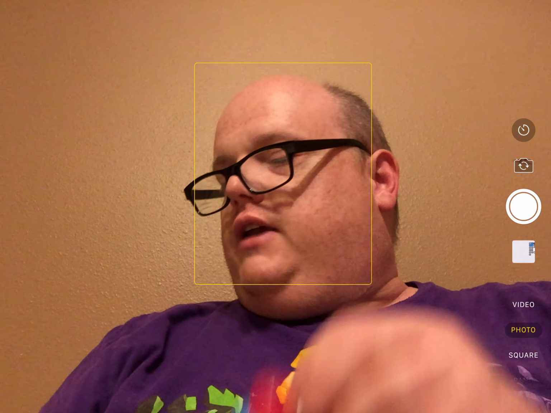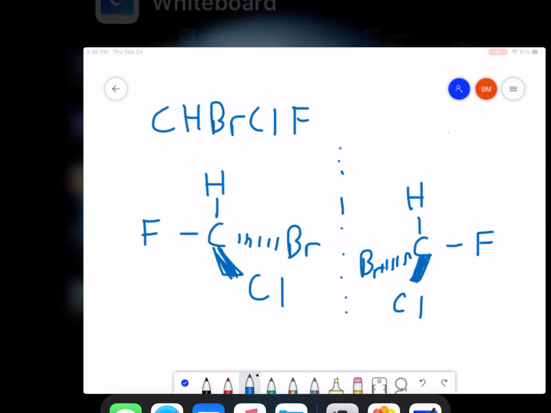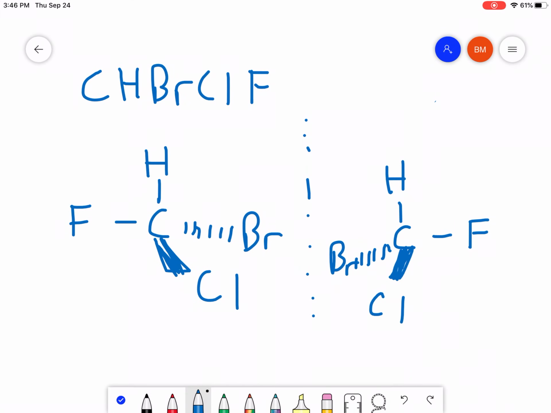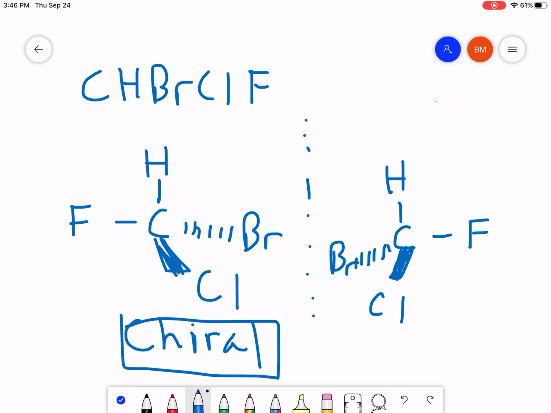You could play with this all day long and try to rotate these guys to get them to line up, but they never will, right? That's because that molecule and its mirror image are both chiral. Completely non-superimposable. All right?